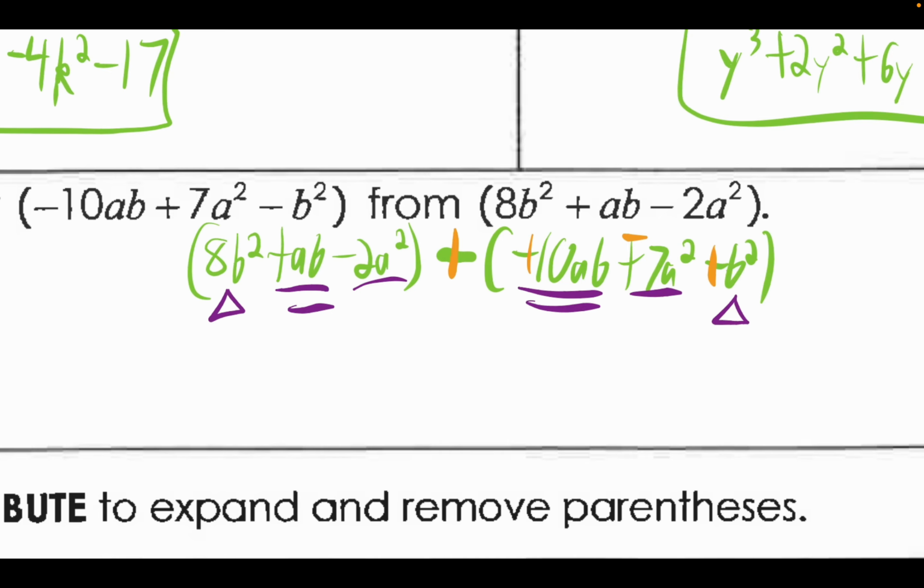Now as I combine these, negative 2 minus 7, or negative 7, gives me negative 9a squared. 10ab and ab give me 11ab. And 8b squared and b squared give me 9b squared.